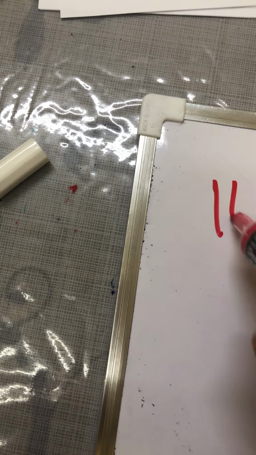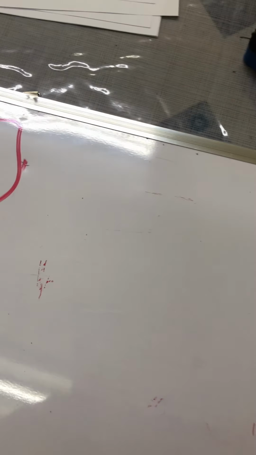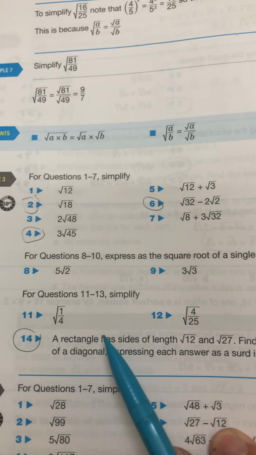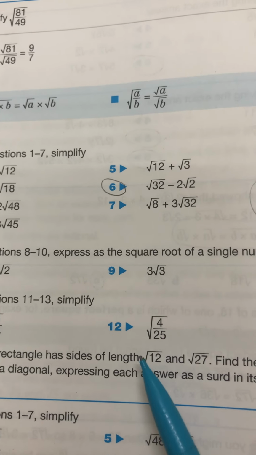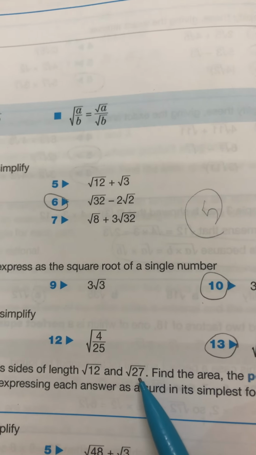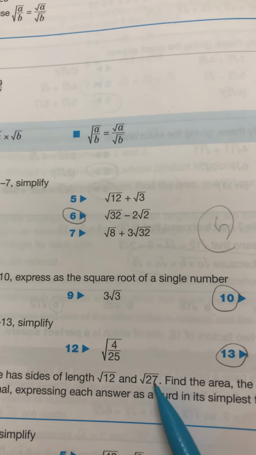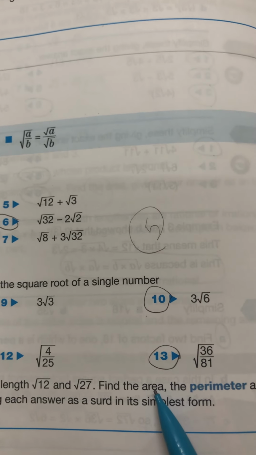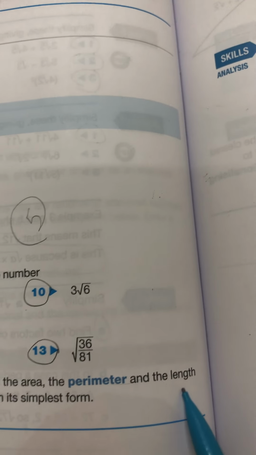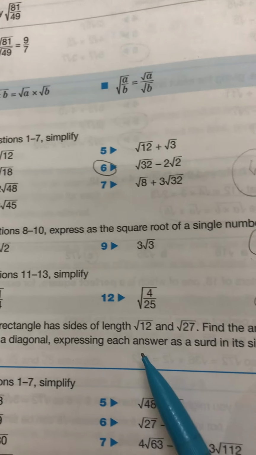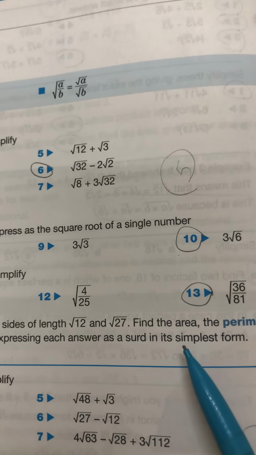I'm still in exercise 3, page 354, question number 14. Let's read the problem. In question number 14, he said, a rectangle has sides of length square root of 12 and square root of 27. So the dimensions of this rectangle are square root 12, square root 27. Find the area, the perimeter, and the length of a diagonal, expressing each answer as a surd in its simplest form.